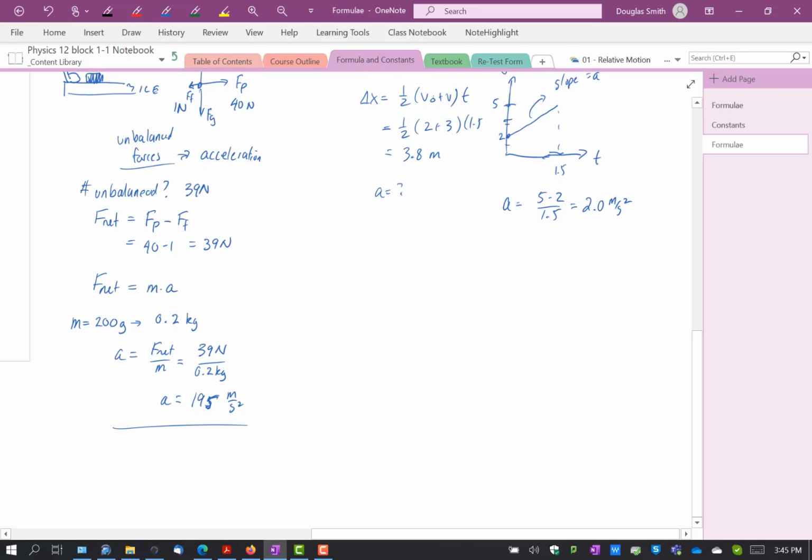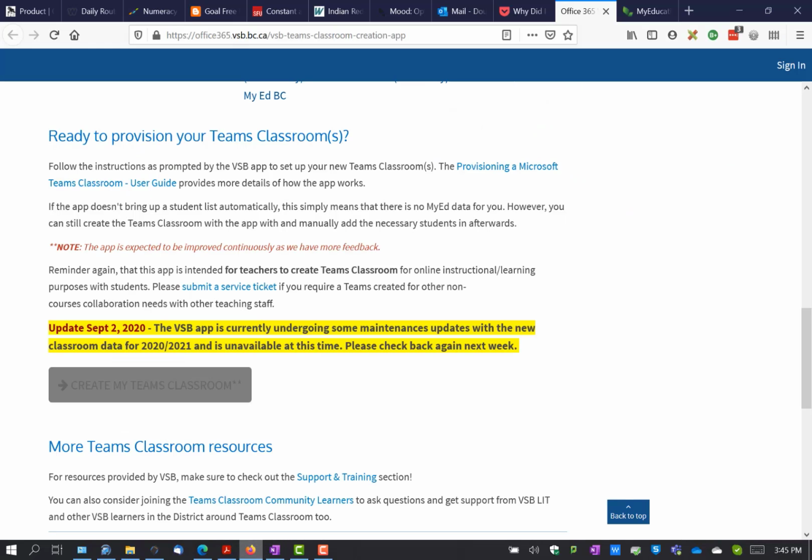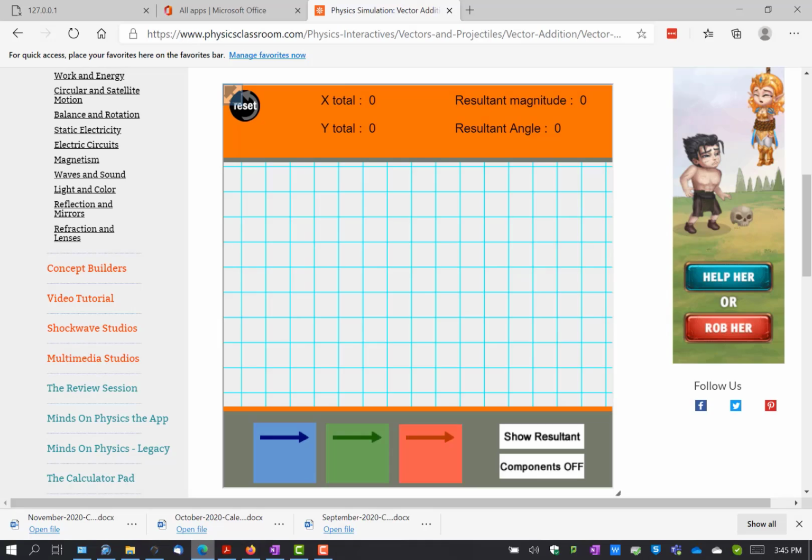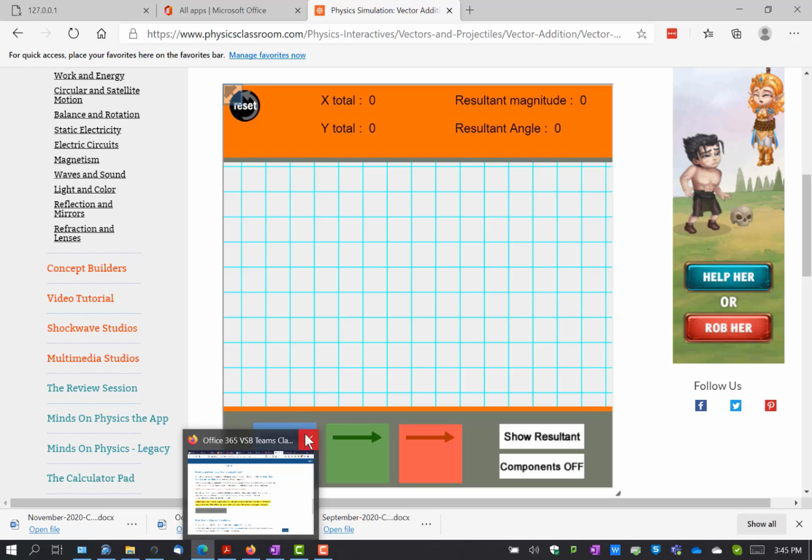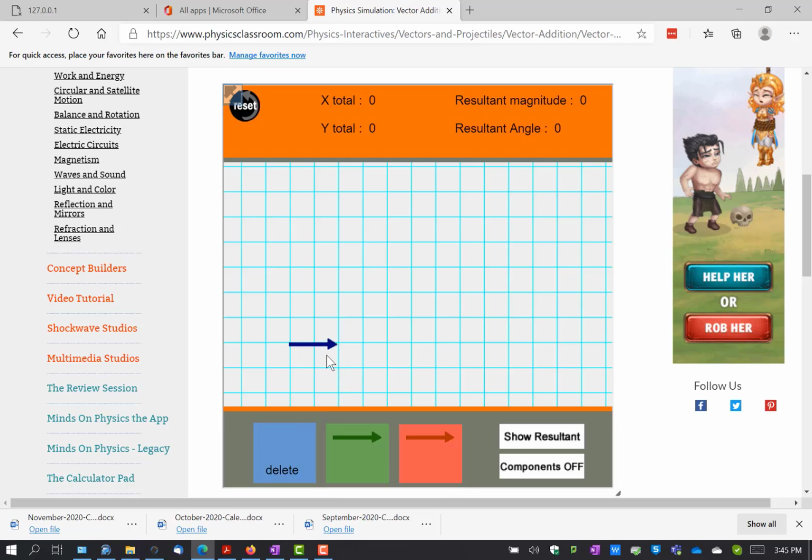To remind people what vectors are, here's this simulation you might have seen last year. If I'm going to add two vectors, this idea of an arrow has direction and size. So if I add something that's going 3 and something that's going 2 with it, we'd agree the total thing is 5.